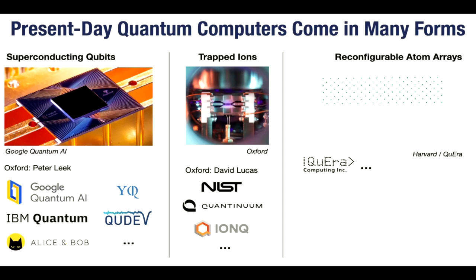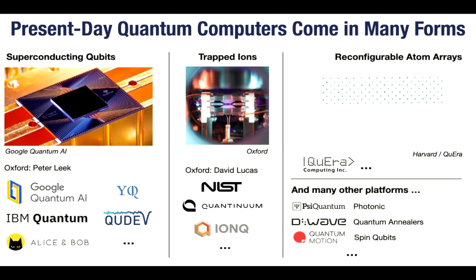At the moment, I would say there's one major player, which is the laboratory of Mikhail Lukin at Harvard. And they have also founded a company, which is QuEra Computing. There's a bunch of other platforms. All of them have advantages and disadvantages. I won't talk about these too much. There are photonic quantum computers, quantum annealers, and spin qubits, where Quantum Motion is a major player, again founded at Oxford in the materials science department by Simon Benjamin.